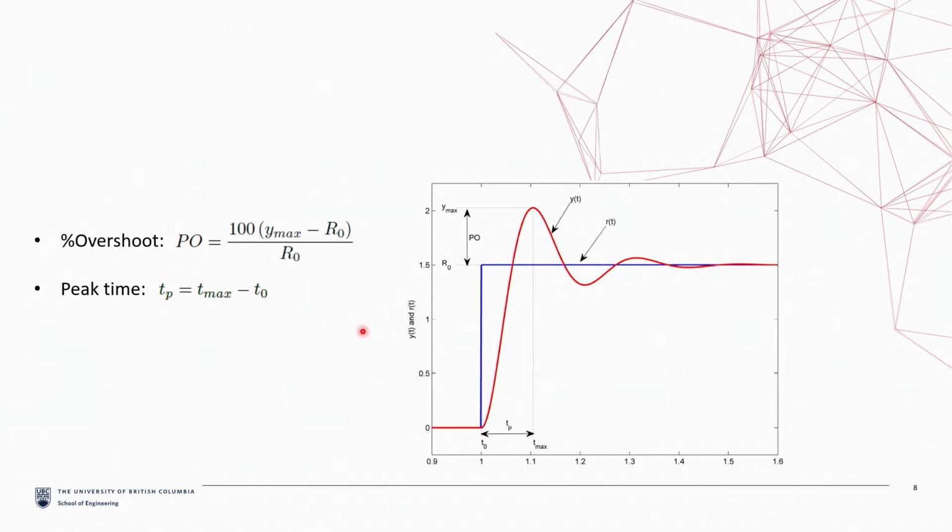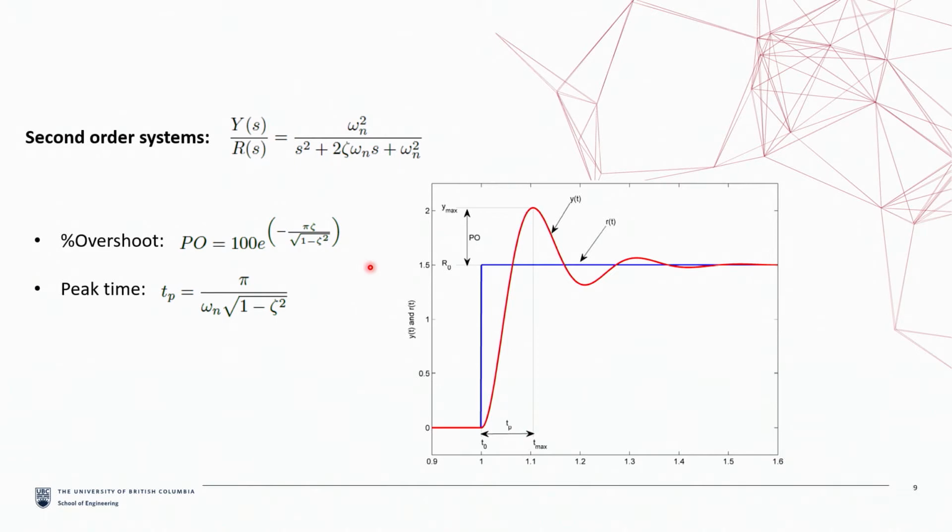The first one is overshoot, which measures the maximum amount of deviation of the system response from the reference step signal, and it is defined by this fraction, Y max minus R naught, which is our input signal, over R naught. Another important characteristic is the peak time of the response, which depends on both the damping ratio and the natural frequency of the system, and it is defined as T max minus T naught, where T max is the time it takes for the system to reach its maximum value.